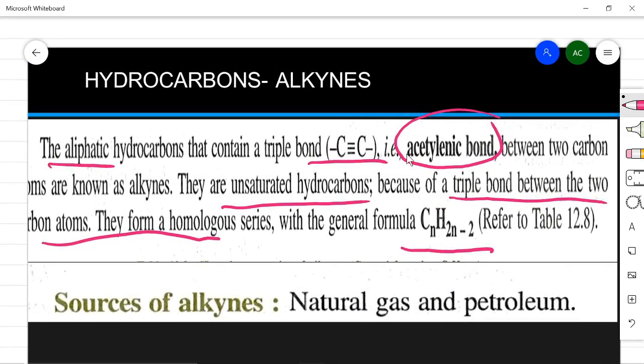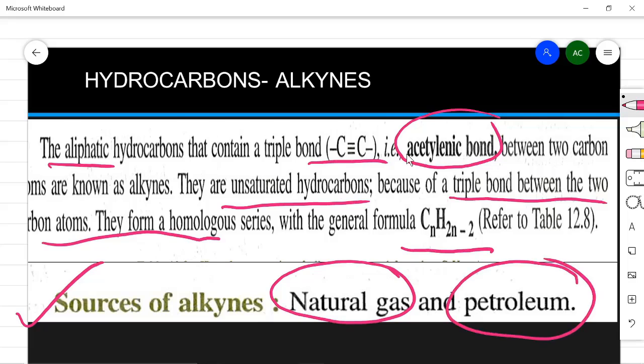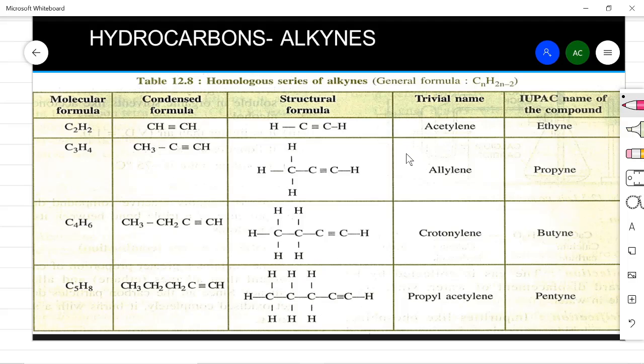And the source of alkynes is basically natural gas and petroleum. This is the homologous series of alkynes. Here you can see C2H2. So this is the general formula. Like if C is 3, then H will be 6, that is double of the carbon number, and then minus 2, so it will bring H down to 4. So this is how you will calculate the molecular formula using the general formula if you know the number of carbon atoms.